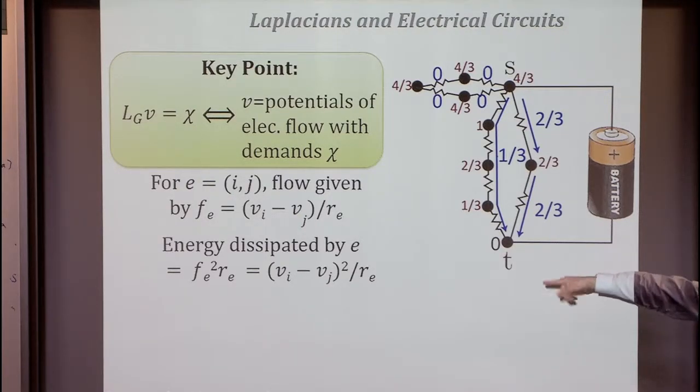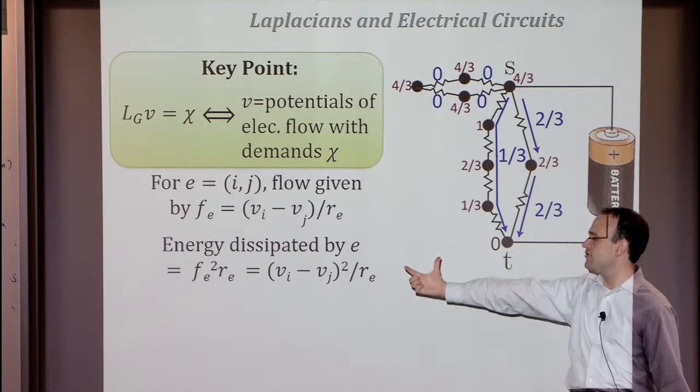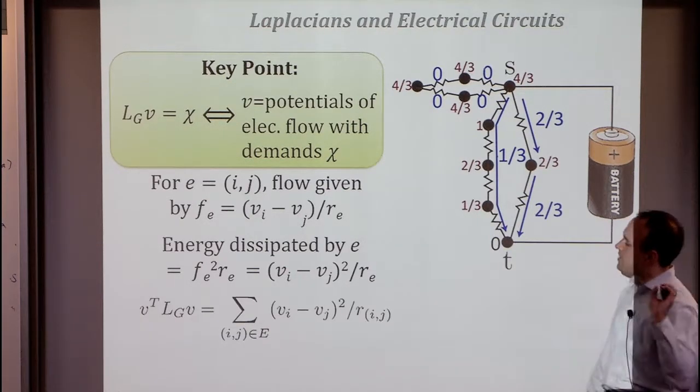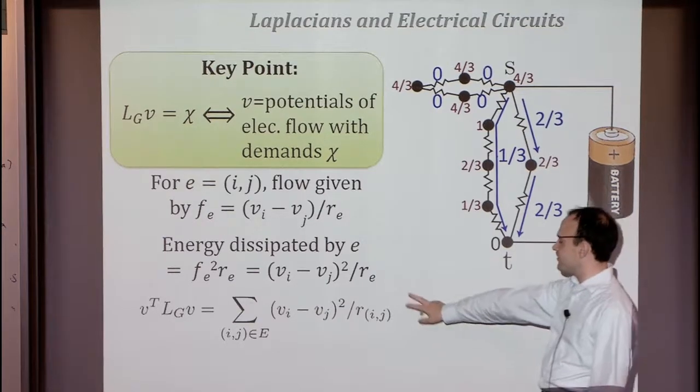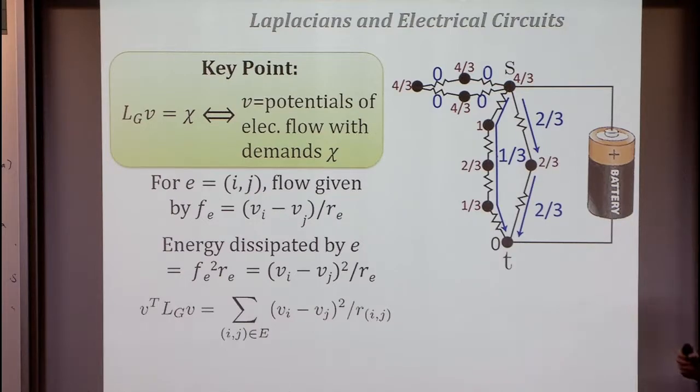this is the I squared R, so it's the flow squared on an edge times the resistance, which from the above equation is the potential difference squared divided by the resistance. That is the power dissipation by an edge. And you'll notice that this directly ties to v transpose Lv. Right? So OK, that's all we're going to need about electricity.